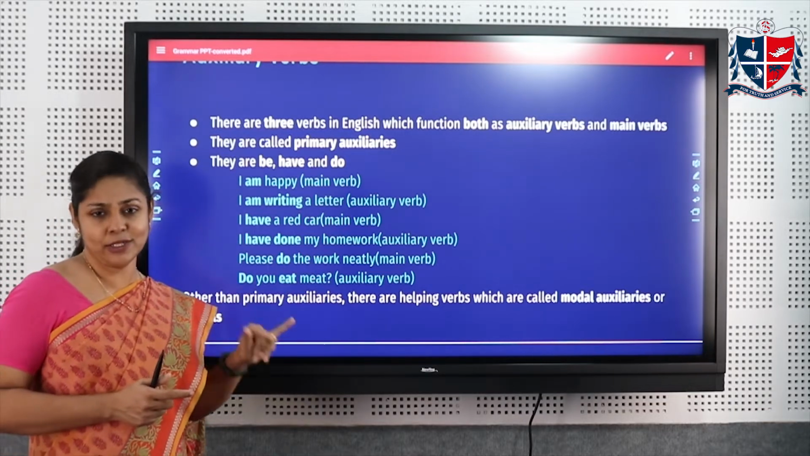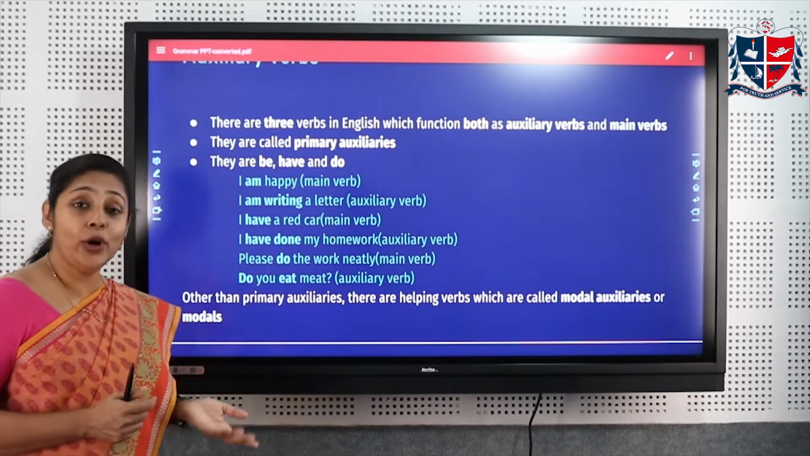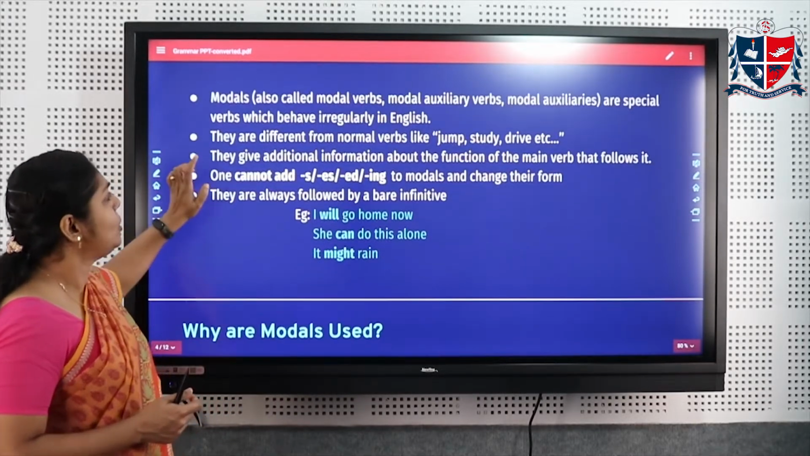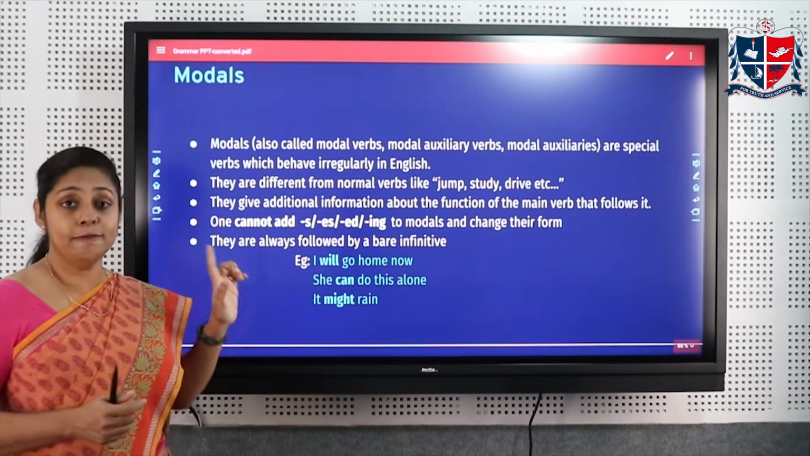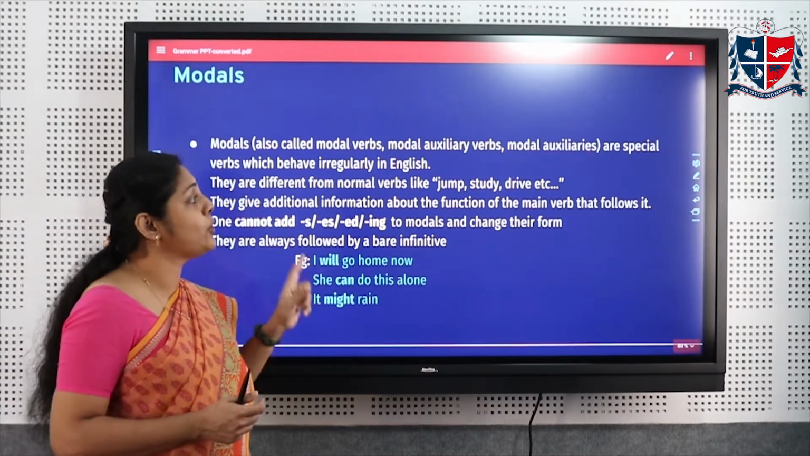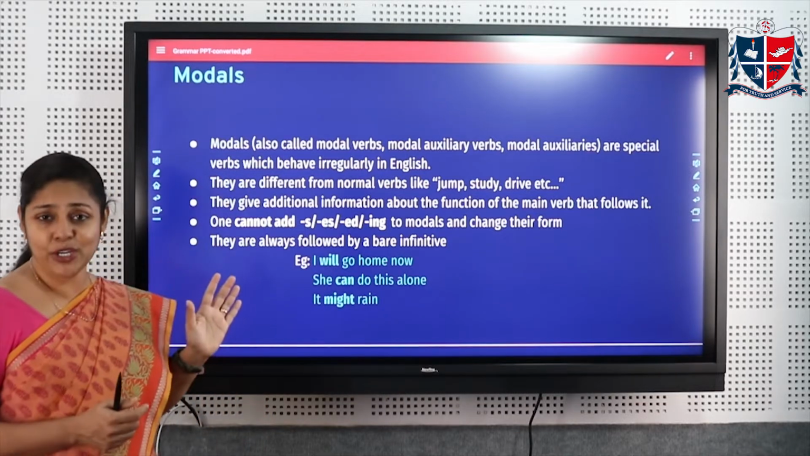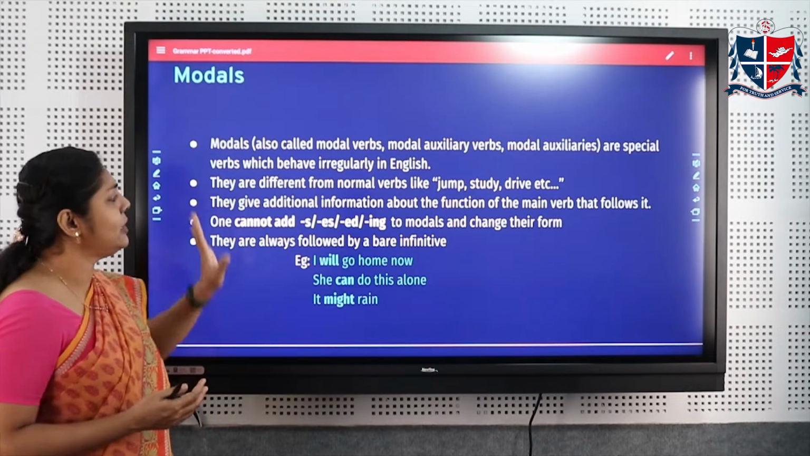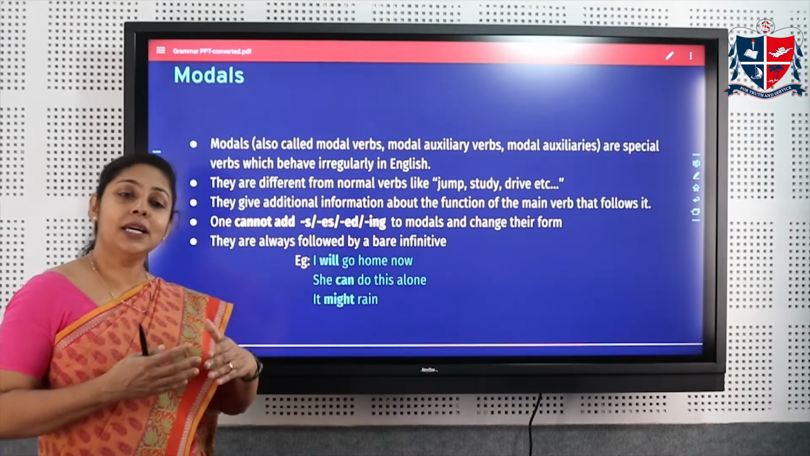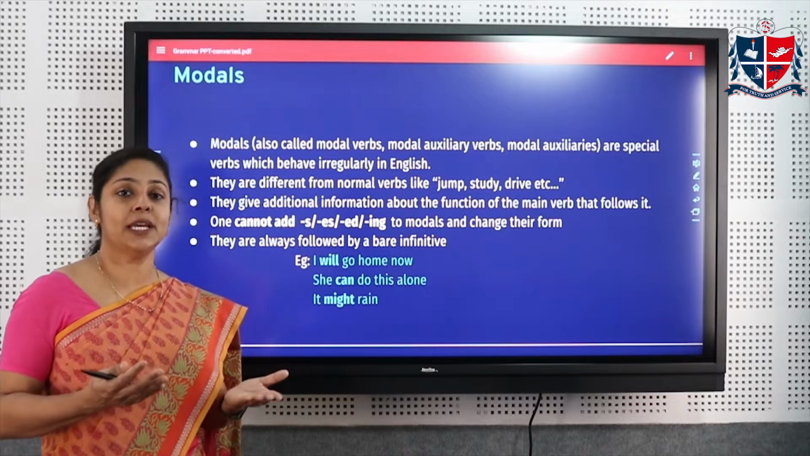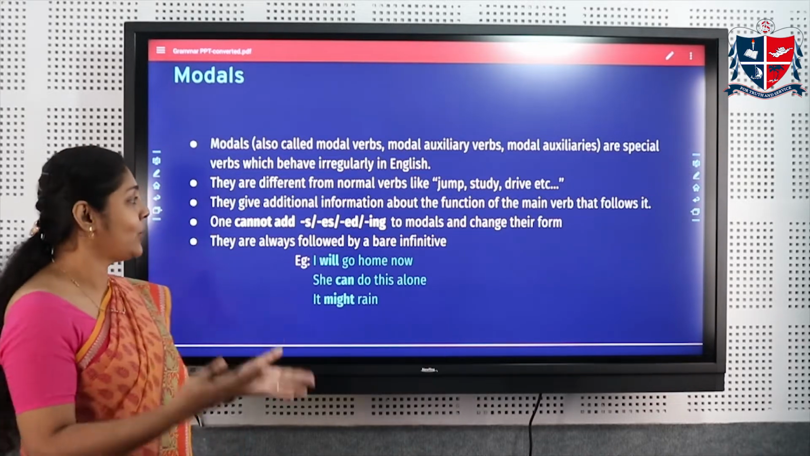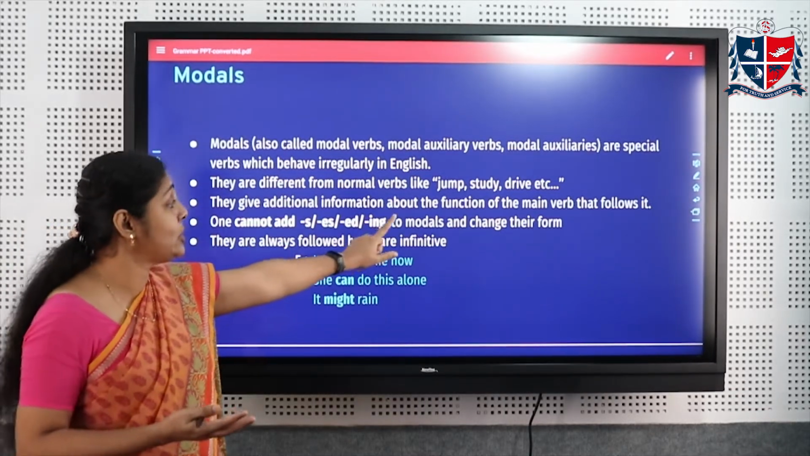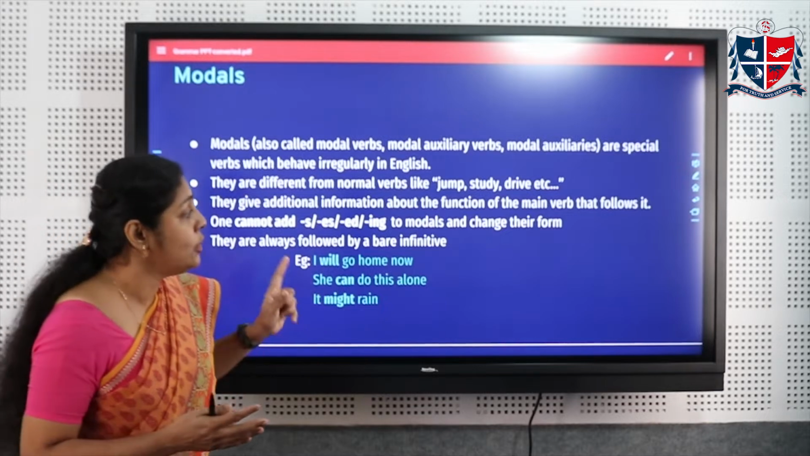Now, other than primary auxiliaries, we have something called modal auxiliaries, and they're also called modals. Now, what are modals? Modals are also called modal verbs, modal auxiliary verbs, or modal auxiliaries, and they are special verbs which behave a little bit irregularly in English. They are different from the normal verbs or the kind of main verbs that we have, like jump, eat, sit, write, etc. They are different from all that because they give additional information about the function of the main verb that follows it, right?